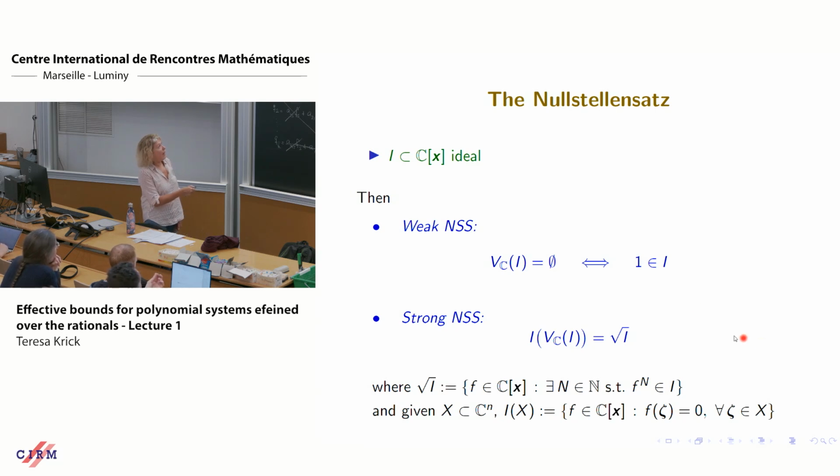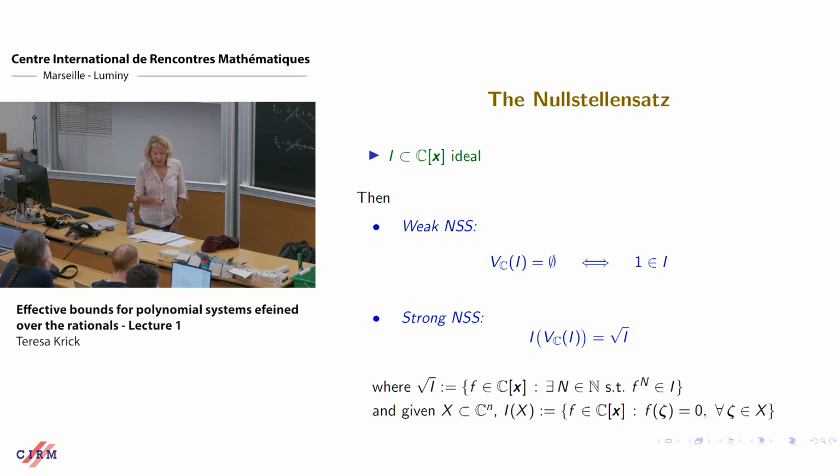So right to left is easy. Here also, right to left is easy, because the zeros of the radical, defined here, everybody knows what the radical is: a polynomial to some power belongs to the ideal. So if the zeros of the radical are the same as the zeros of the ideal, then if something vanishes here, it vanishes everywhere on all the zeros of I. The difficult direction is left to right.